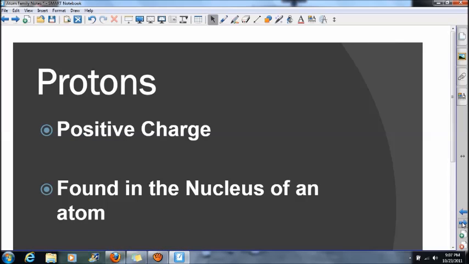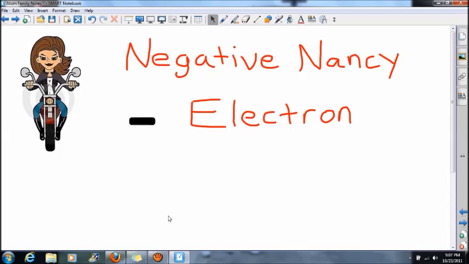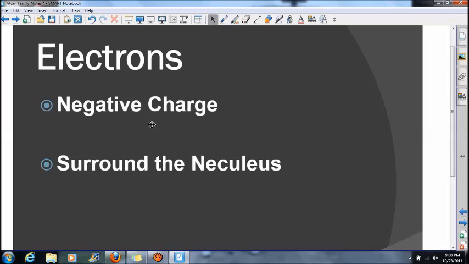Positive Paul doesn't like to be alone. Alright, so he has a counterpart, and it is negative Nancy. Okay, negative Nancy represents what's called an electron. An electron is negative. And electrons are negative. They have a negative charge. And remember, protons can be found in the nucleus, but electrons, which are negative, they surround the nucleus. So they're on the outside of it.